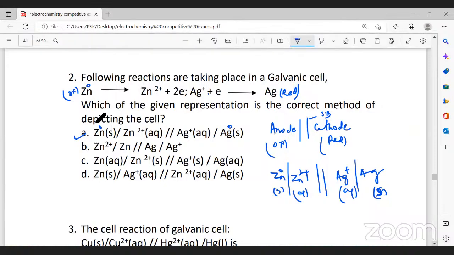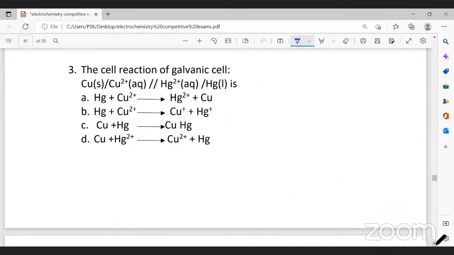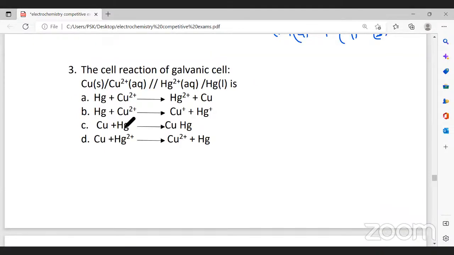The next question is: the cell reaction of the galvanic cell is. Cell reaction they're asking. So copper solid undergoes oxidation to copper 2+. Mercury 2+ undergoes reduction to mercury liquid. Now oxidation, I can write copper to copper 2+. Cu to Cu2+ gives you how many electrons? 2 electrons.